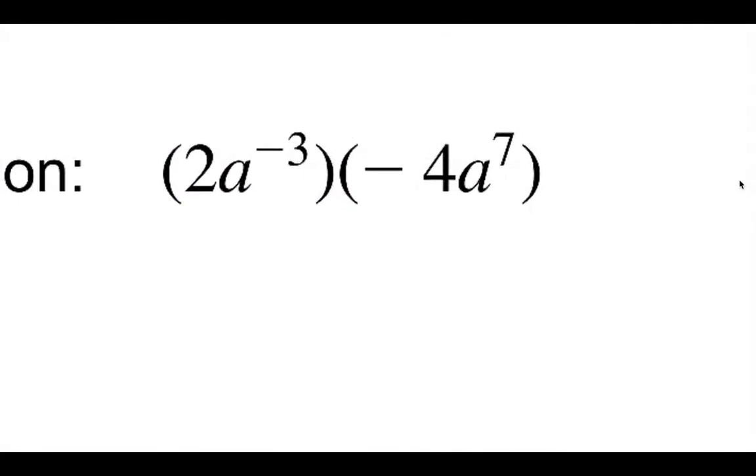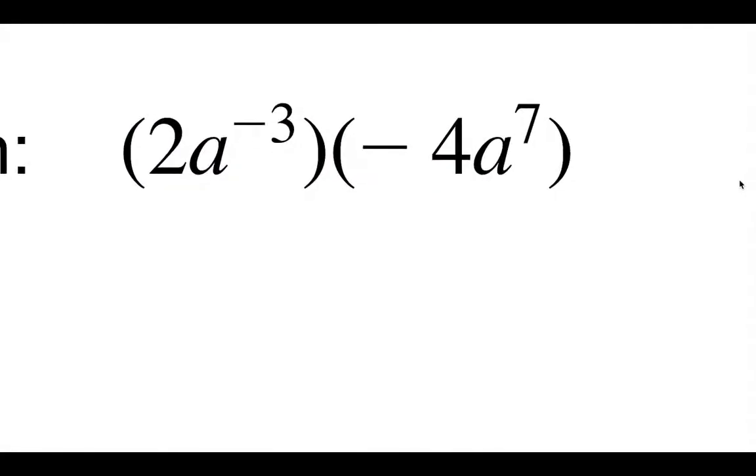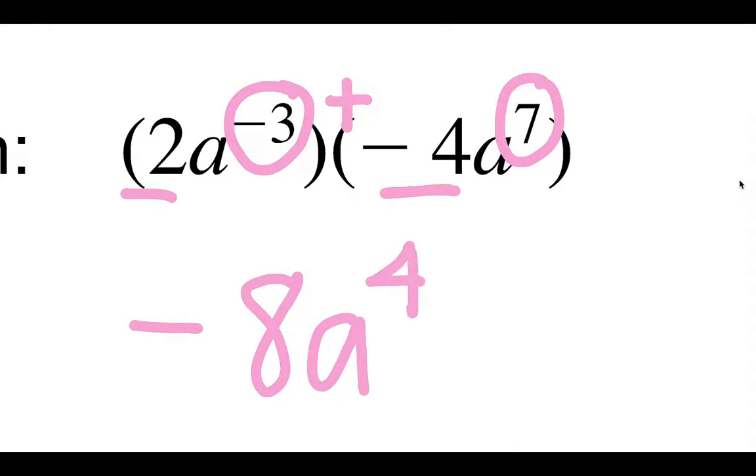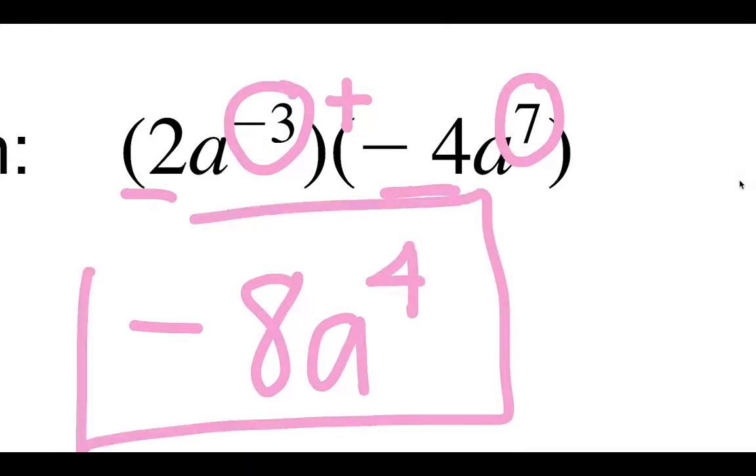Okay, another multiplication one. Multiply my numbers, so 2 times 4, and it's actually a negative 4, so it's going to be negative 8. Keep the base of a, add my 2 exponents. So negative 3 plus 7, different signs we subtract, so it's going to be a positive 4. And I can keep it just like that.